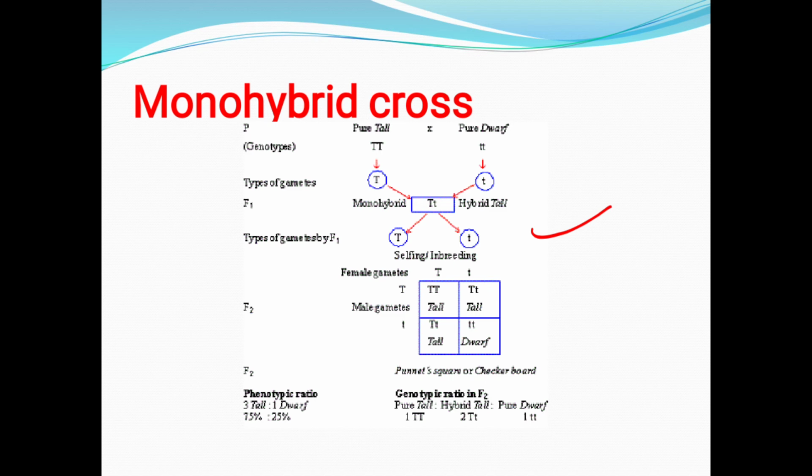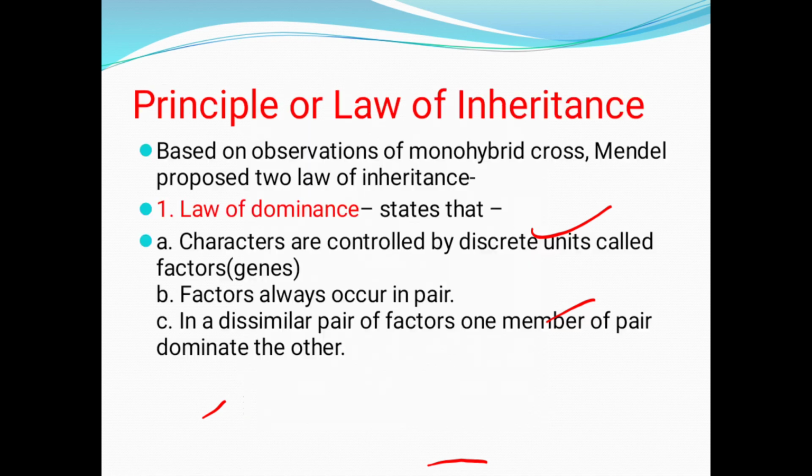Then, on selfing or self-fertilization, we get the result out of which the phenotypic ratio is found to be 3 tall and 1 dwarf. And the genotypic ratio is found to be 1 pure tall, 2 hybrid tall and 1 pure dwarf. This could be obtained by putting a checkerboard, which is also called a Punnett square. Based upon the results, Mendel gave the law of inheritance.